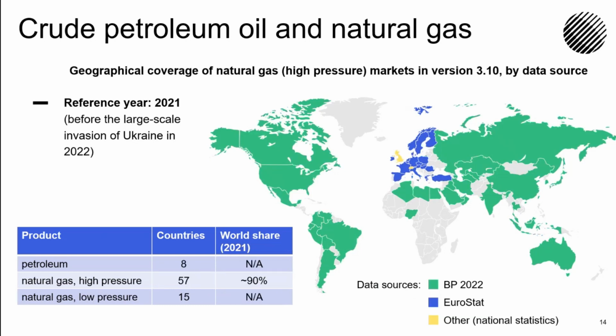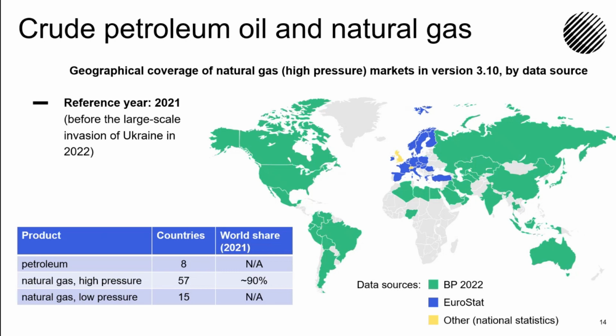Regarding the distribution of petroleum and natural gas, we have increased the number of markets available. For petroleum, we have added markets for 5 countries, and for high-pressure natural gas, we have added 13 countries. The outcome of this update is that roughly 90% of the global consumption of natural gas is covered by country-specific market mixes, and we now also cover more countries in Asia.